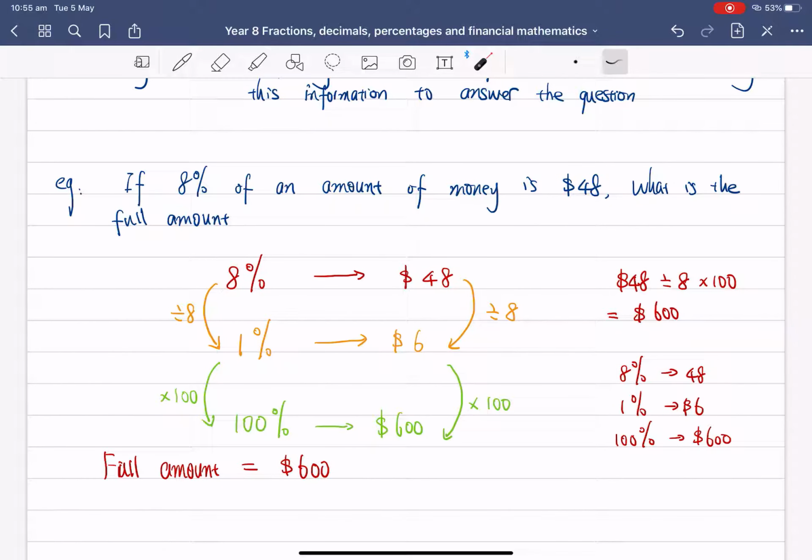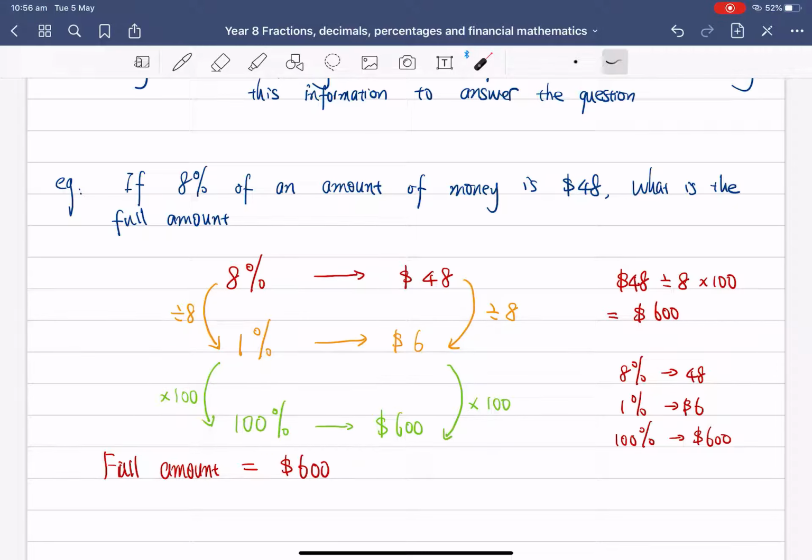If 8% of an amount of money is $48, so 8% is 48, what is the full amount? How do we do this question? We can set up the question like a flow chart. If we know that 8% is equivalent to $48, then we find out what 1% is. Remember, 1% means we need to work out the unitary method, what is 1% of the total amount, and then we can change 1% to 100% by simply multiplying the number by 100.